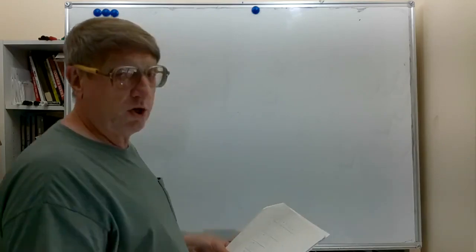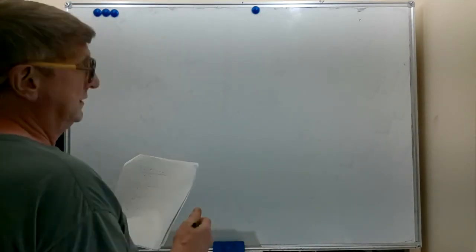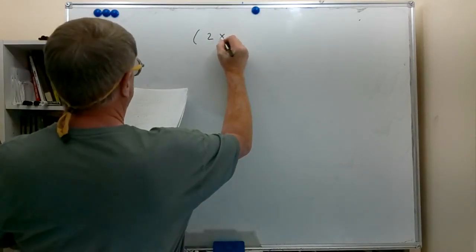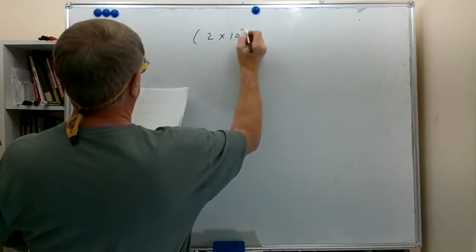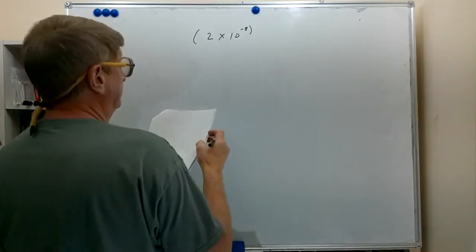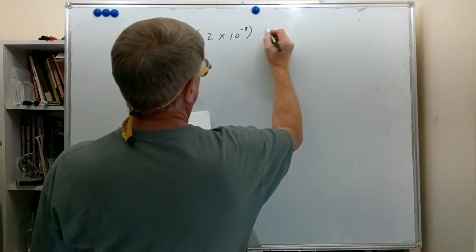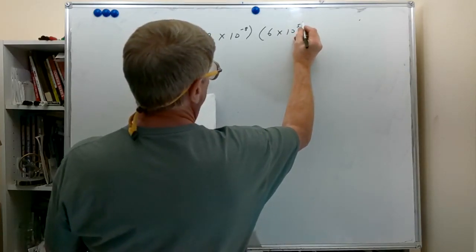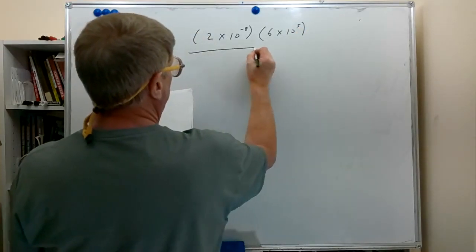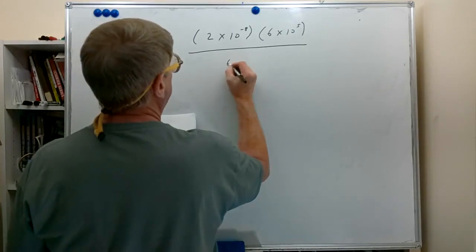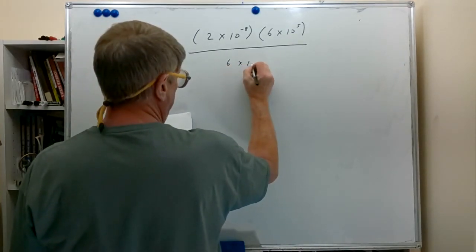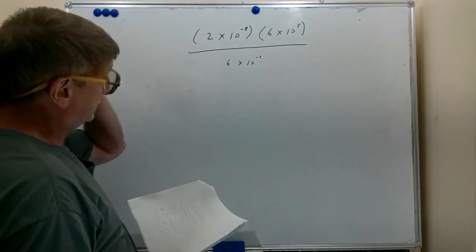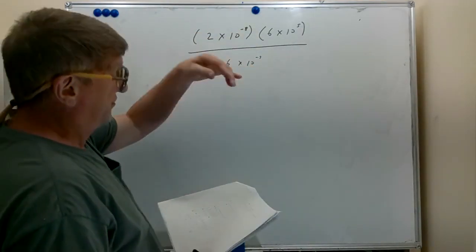Okay, now we have a little more complicated one. Well, right up here we've got 2 times 10 to the negative 8th times 6 times 10 to the 5th, and that's all over 6 times 10 to the 13th, or 6 times 10 to the 3rd, negative 3rd. We have a multiplication and division.